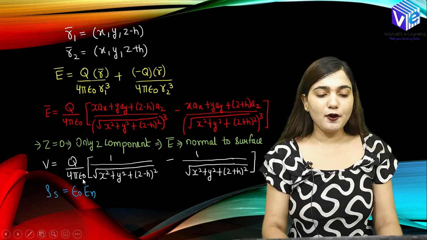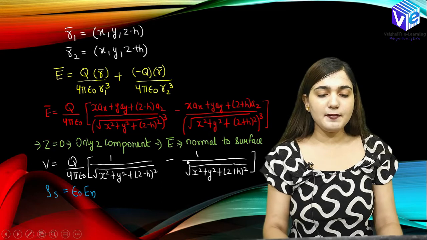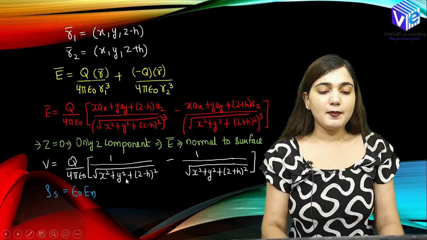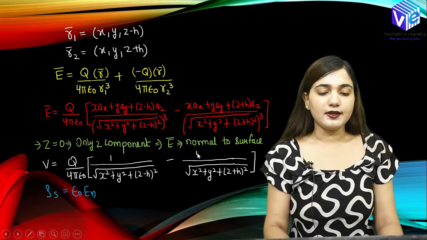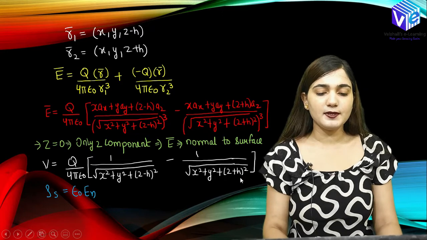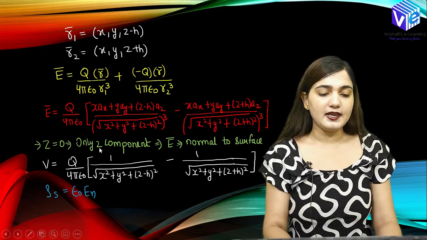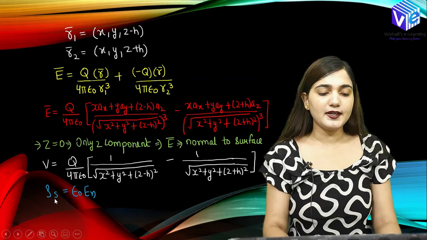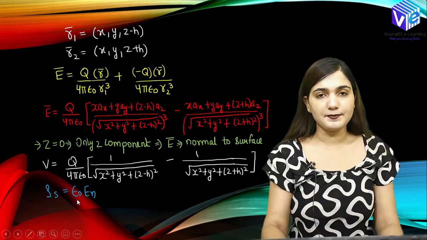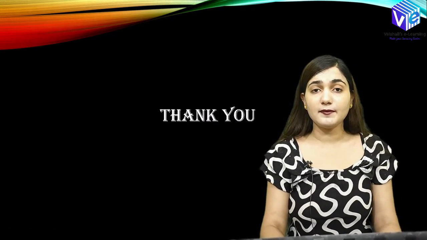So V would be q upon 4 pi epsilon naught, 1 upon magnitude of R1 minus 1 upon magnitude of R2. Magnitude of R1 would be under root x square plus y square plus z minus h square. What is the magnitude of R2? 1 upon under root x square plus y square plus z plus h square. And rho s can be found out with the help of E, right? We can find out the normal component of the electric field, and we can find out rho s by multiplying it with epsilon naught.